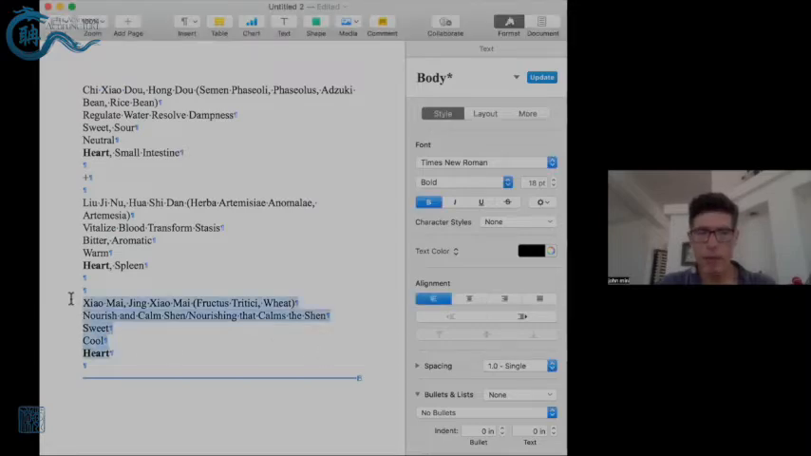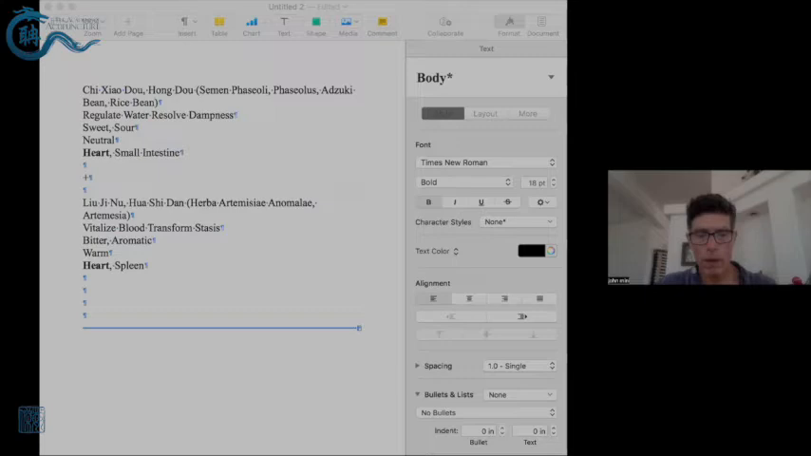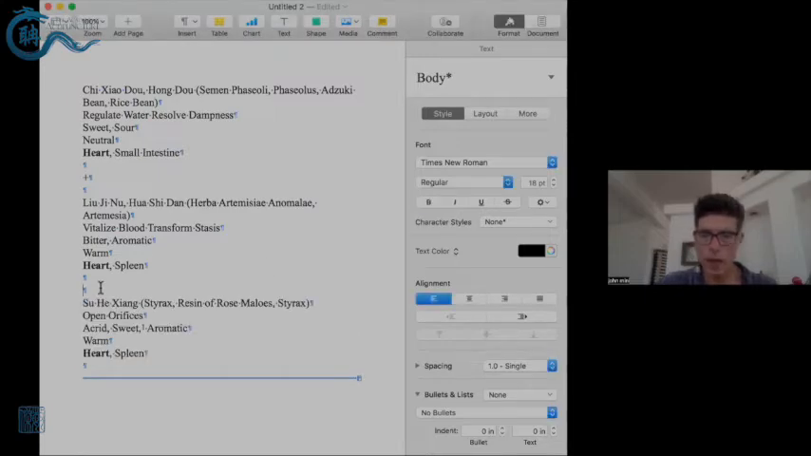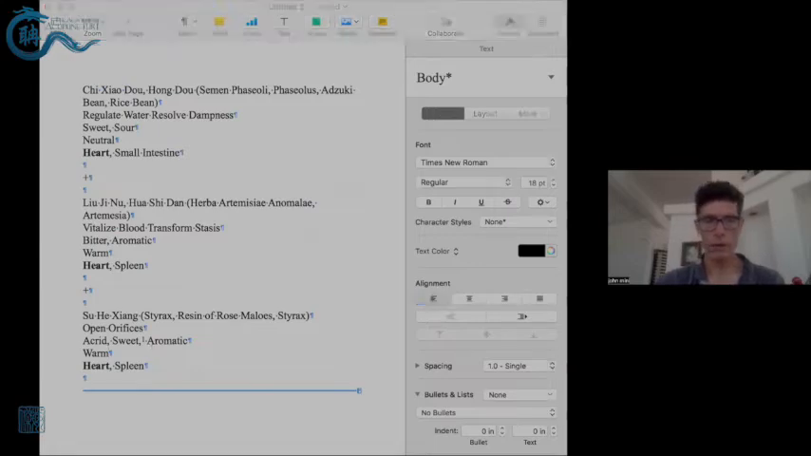But for now, let's take it down a stack. Let's say we want to emphasize the spleen a little bit more. Remember, I was excited about that Suhexiang, because it has everything we want. It's warm, it's acrid, sweet, so it's a little bit balancing. I'm going to say yes for Suhexiang for sure.